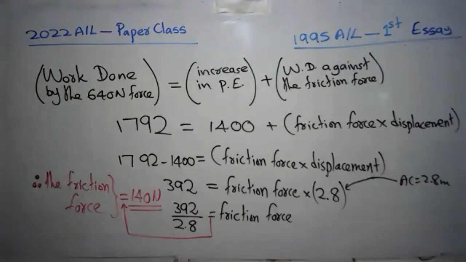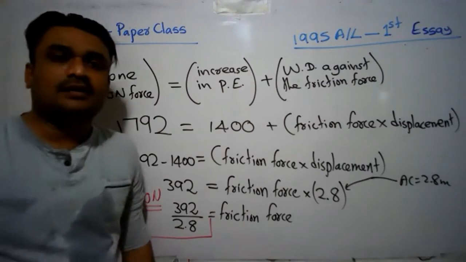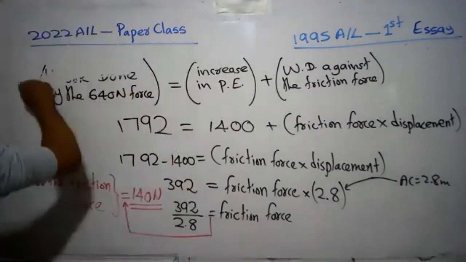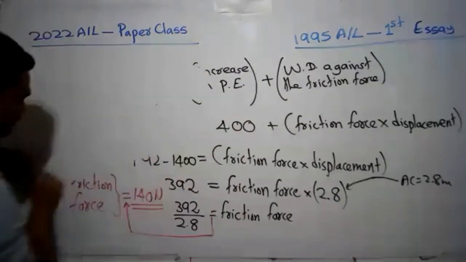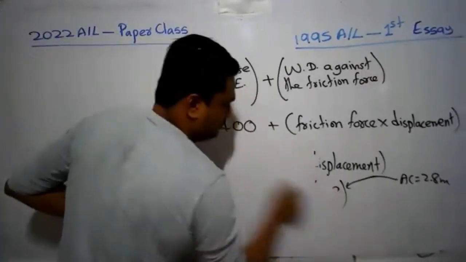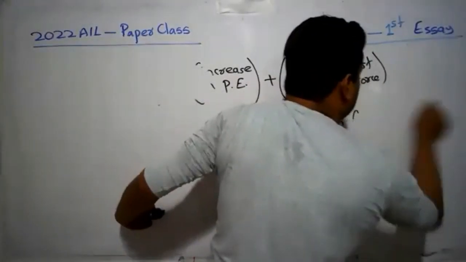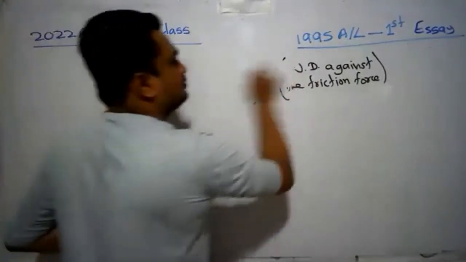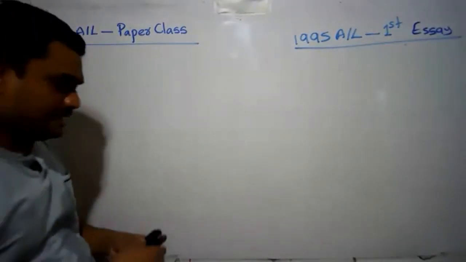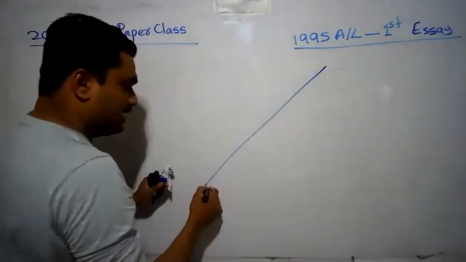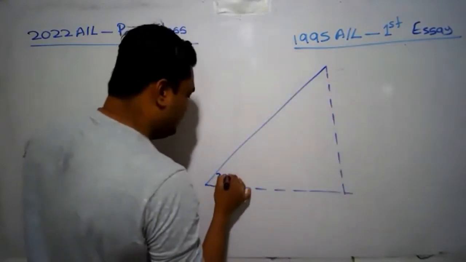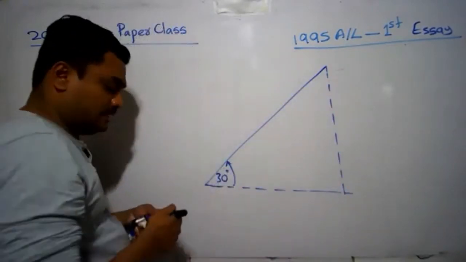Right, we have found the friction force. We want to find the coefficient of friction. Now we are going to find the coefficient of friction. Look at the board. Let's draw the inclined plane in a bigger size. This angle is 30°. Now I draw the box.